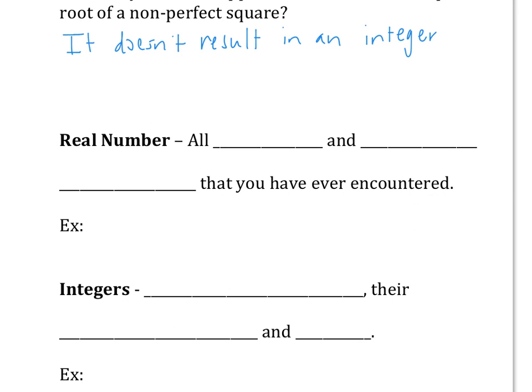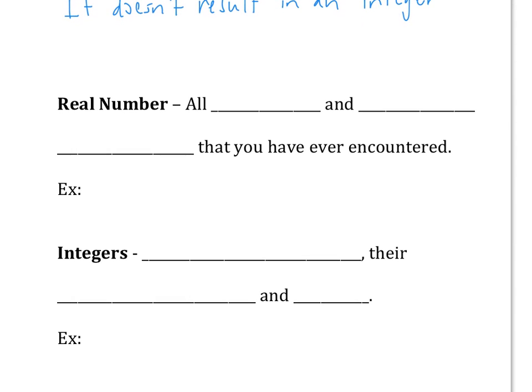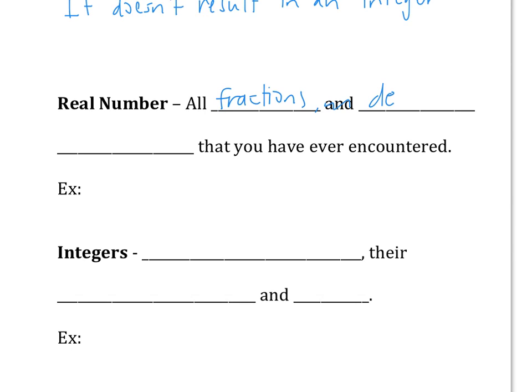So let's start looking at a few definitions. Real number. When you think of a number, what do you think of? Well, you've probably thought of all types of numbers, such as fractions, decimals, or integers. And so for this definition here, we can say a real number is all fractions, decimals, and integers that you have ever encountered.